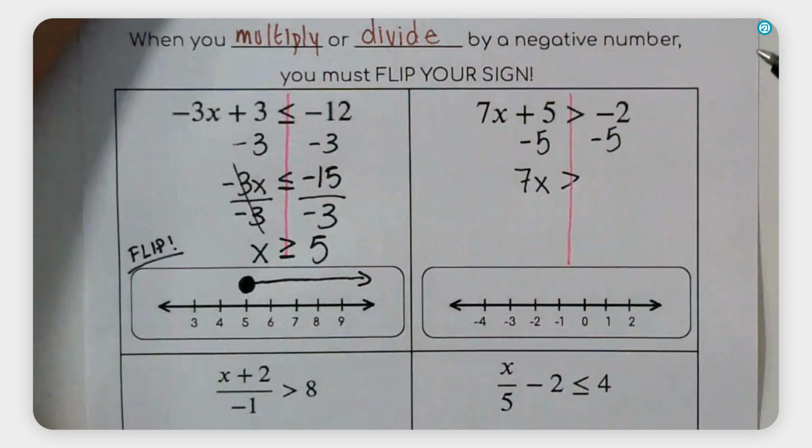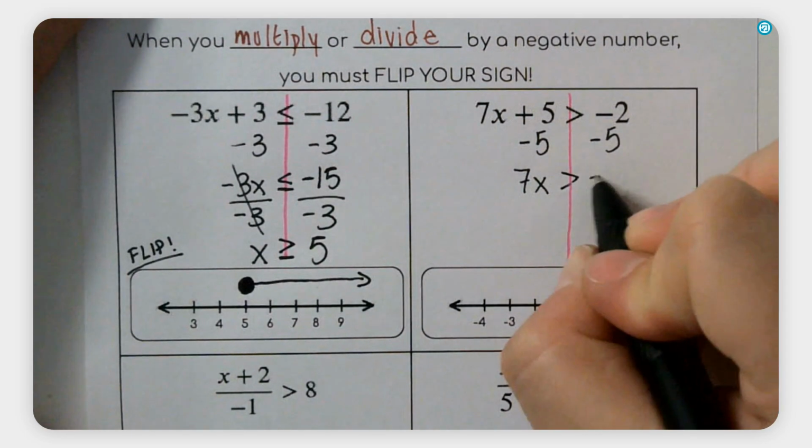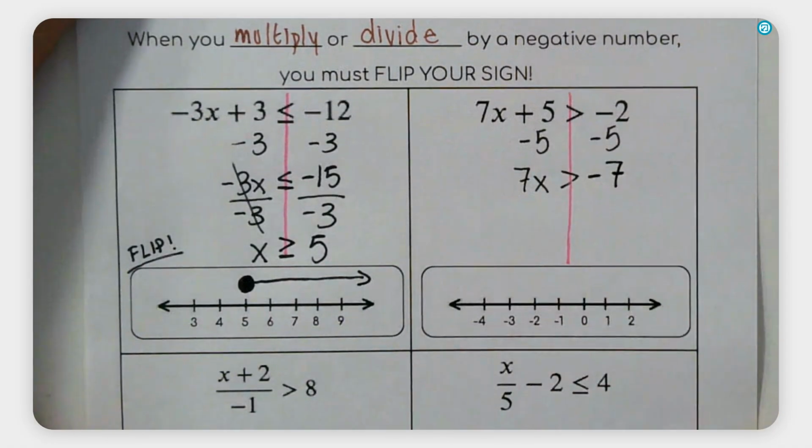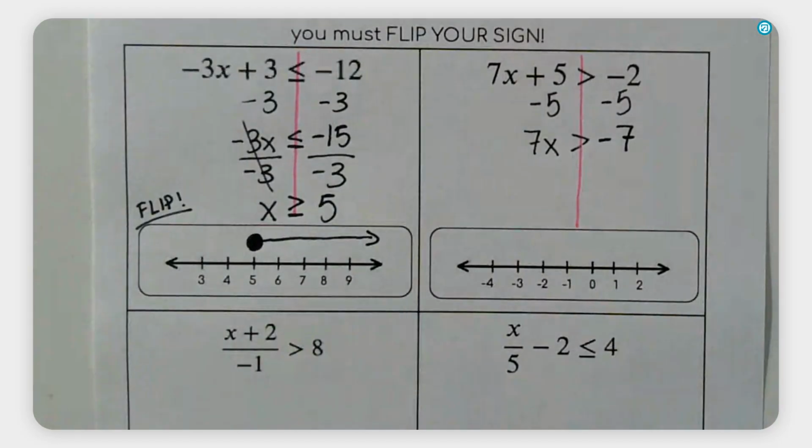Last one. We have x over 5 minus 2 is less than or equal to 4. The only thing we are dividing by 5 is the x, so we can move the 2 first. So we're going to add 2 to both sides. We have x over 5 is less than or equal to 4 plus 2, which is 6.